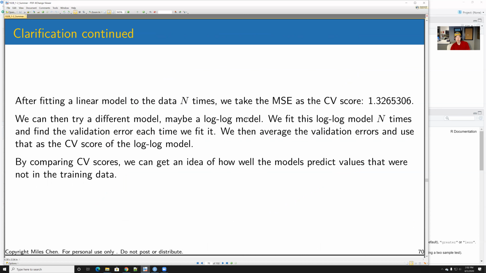After we fit the model n times, we get the mean squared error as our cross-validation score of 1.326. We can try a different model, maybe a log-log model. We fit that log-log model n times, or 4 times in our case, and we get a validation error each time. We average all of those, and we get a cross-validation score there. Then we compare cross-validation for one model to another to help us decide which model is the best. If there's only one model and you're determined on using it, there's no sense in doing cross-validation. Maybe you can use it to get a sense of how well it might perform in the future, but generally cross-validation is very much a model selection tool.